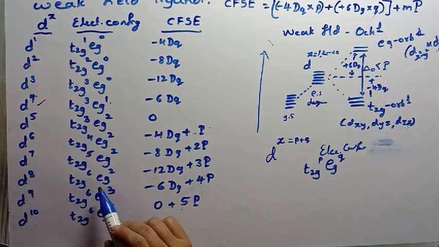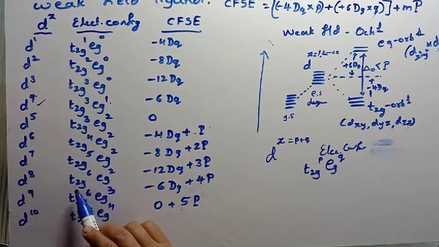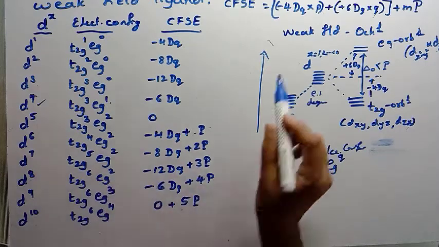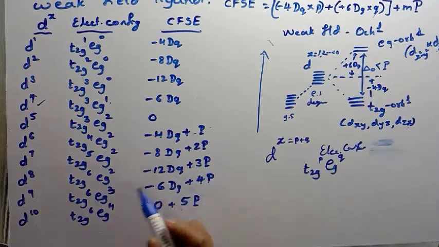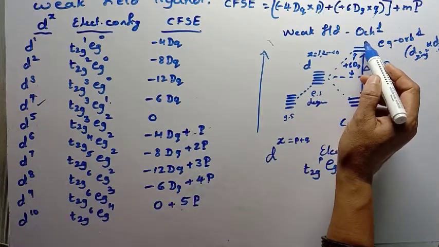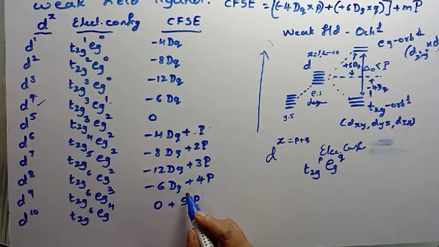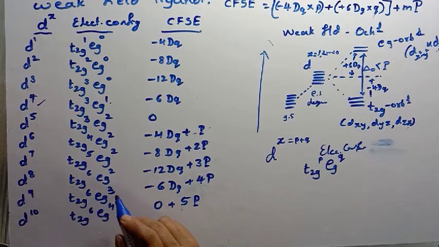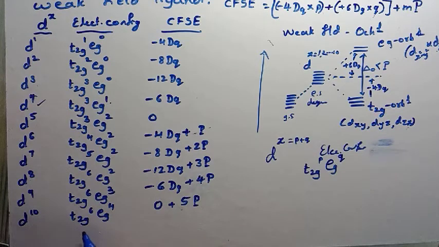And 8th electron, suppose the metal ion is having 8 electrons, then the electrons will be distributed like this, and the energy calculation according to this comes minus 12Dq plus 3P. The 9th electron will pair up at higher energy level. So now here it is t2g6 eg3, and therefore minus 6Dq plus 4P. And 10 electrons are distributed like this, all the orbitals are completely filled, and the value of crystal field stabilization energy with the d10 system is like this.